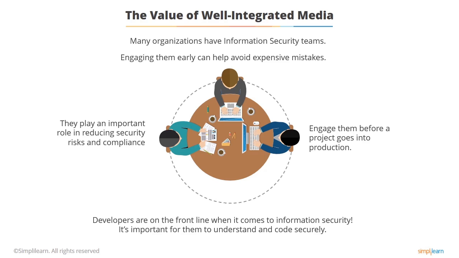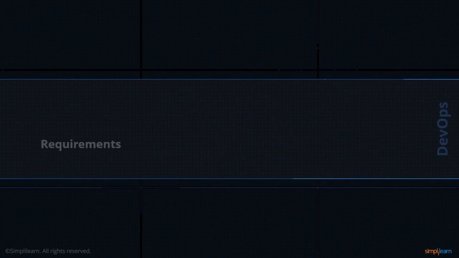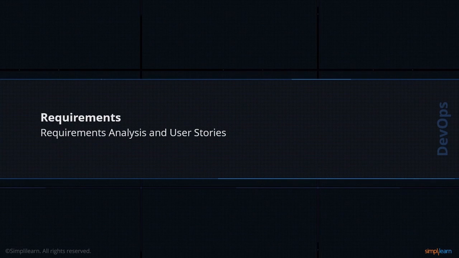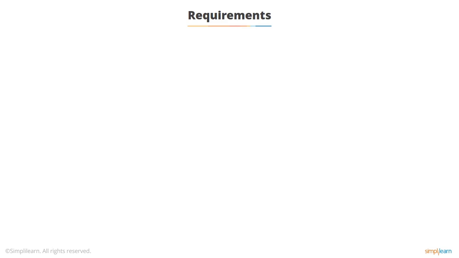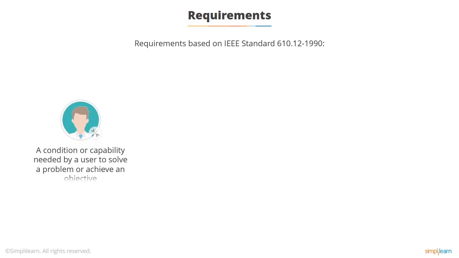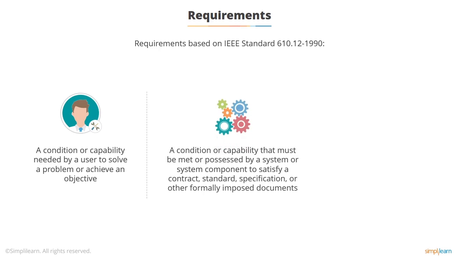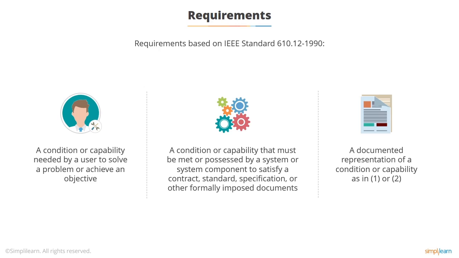Now we get on to the first stage of any major project, which is requirement analysis and the writing of user stories and how we capture requirements. So what are requirements? Well, there are various standards. It's basically what a system is supposed to do, capability or conditions needed by a user to solve a problem. What is required to satisfy the contract? Are the standards and specifications or other formal documents required? And documenting the conditions and capability required to achieve an end result.